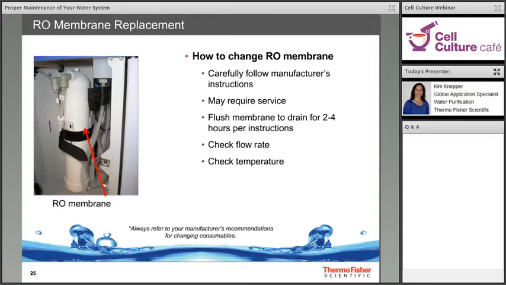RO membranes do have a preservative that must be flushed to drain before use. So this flushing of the membrane could take anywhere from 2 to 4 hours. If any water is collected in the tank during this time, it really should be discarded. And then once the system has been flushed, you can check the product and the reject flow rates and make any adjustments to the system as necessary.